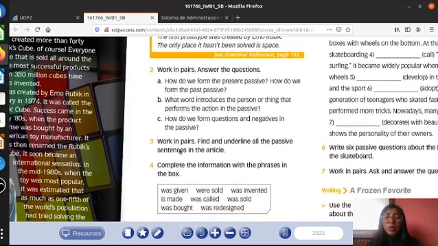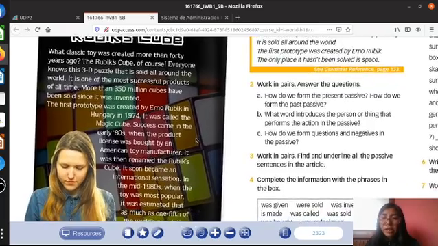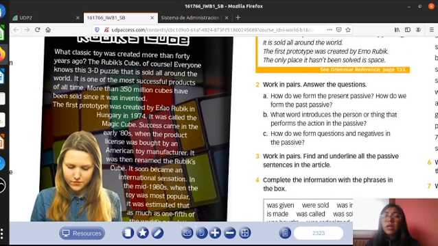Okay, work in pairs. In this case, you are going to work in an individual way. Find and underline all the passive sentences in the article. Okay, ¿qué vamos a hacer? ¿Recuerdan la página anterior, la página 58? Ok, en esta página que tenemos aquí, usted va a identificar y va a subrayar todos los verbos que están en voz pasiva. Ok, las oraciones que están en voz pasiva, usted las va a leer otra vez en el artículo y las va a identificar.